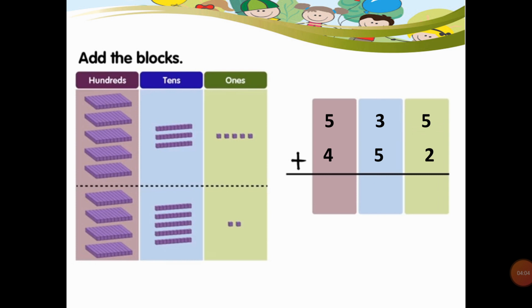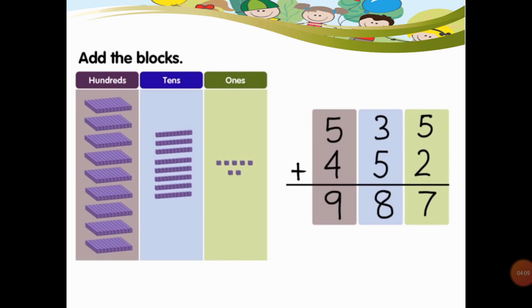So start adding from the units place. In units we have 5 units and 2 units. When we add 5 units and 2 units, that will be equal to 7 units. Then we will add the bars of the tens column. So in the tens column we have 3 tens and 5 tens. When we add 3 tens and 5 tens, that will be equal to 8 tens.